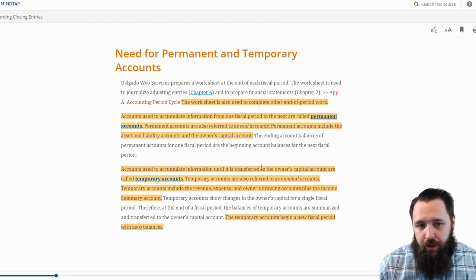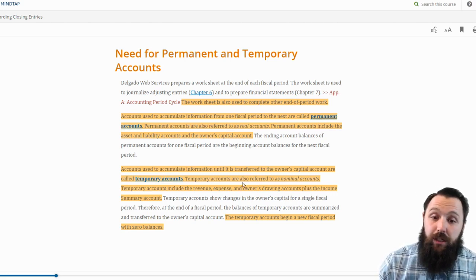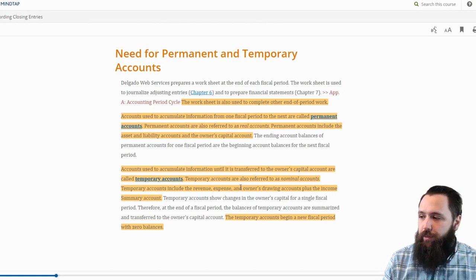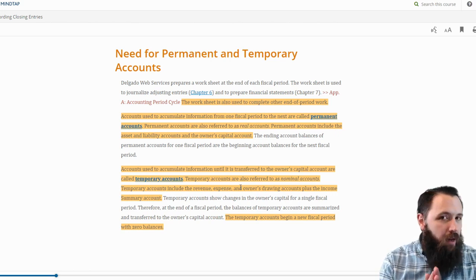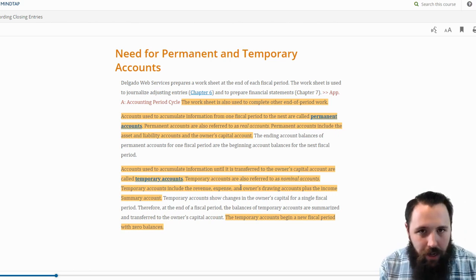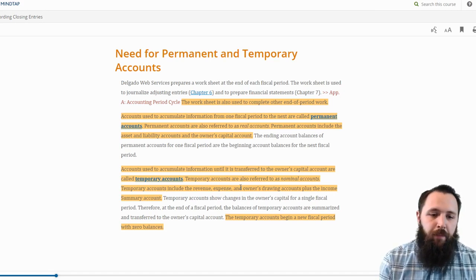Now we have the opposite of that. Accounts used to accumulate information until it's transferred to the owner's capital account are called temporary accounts. Temporary accounts are also referred to as nominal accounts, and this could be our revenue, our expenses, owner's drawing, and the income summary account, that account that we have not done anything with yet, but it's going to be a very, very important tool today.